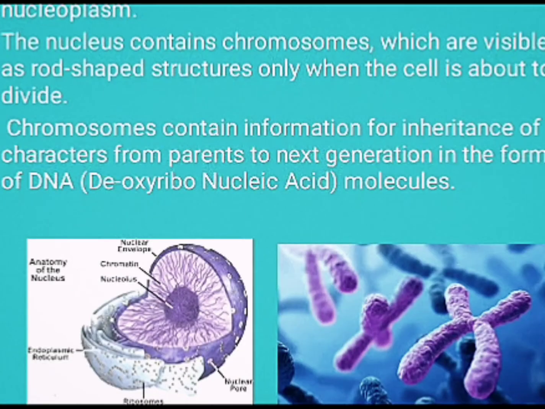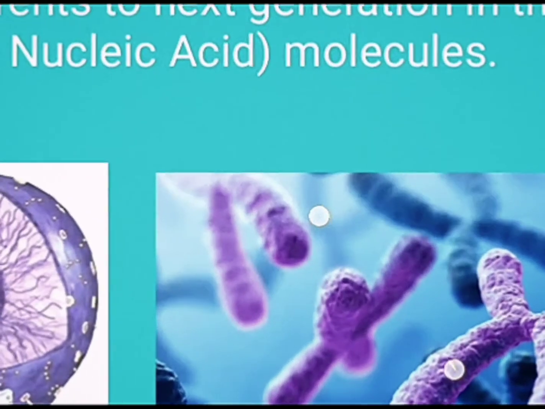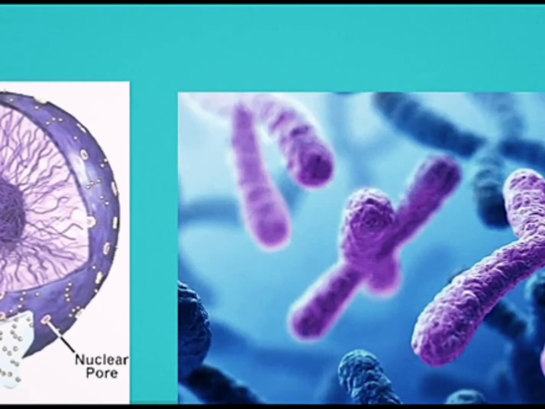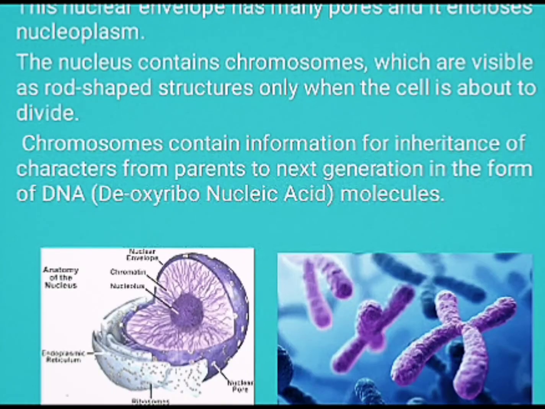When the cell is about to divide with the help of the nucleus, at that time these chromatins convert into rod-like structures which are called chromosomes. So as you can see in this image, this is a chromosome which is formed during cell division through the nucleus. Chromosomes contain information for inheritance of characters from parents to the next generation in the form of DNA, which stands for deoxyribose nucleic acid.